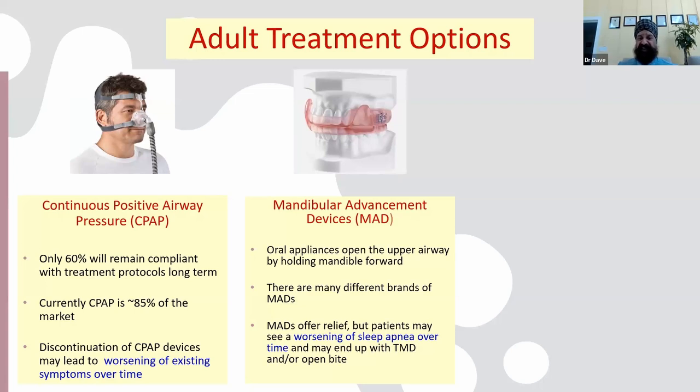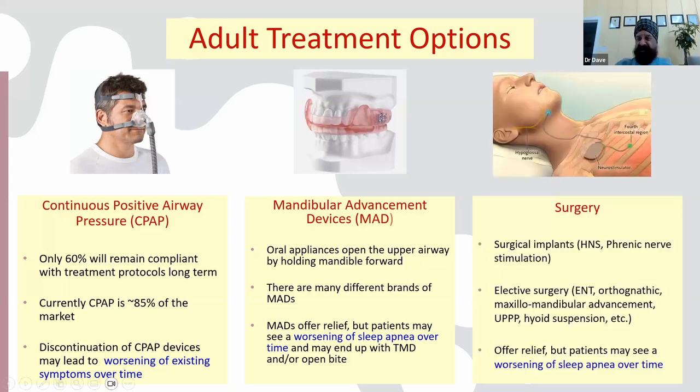There's a huge number of mandibular advancement devices out there. They do provide relief. However, let's say the patient's been using it for 5, 10, 15 years, if you take the device away, the sleep apnea condition typically worsens over a period of time. Again, the underlying condition has not been addressed. And so the third option here is surgery, which is a very advancing field. Surgical implants such as hypoglossal nerve stimulation and phrenic nerve stimulation are in the news.